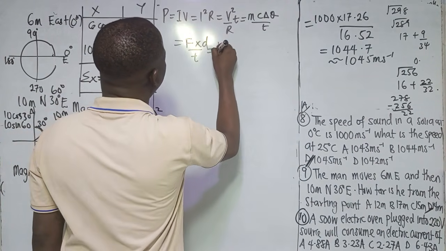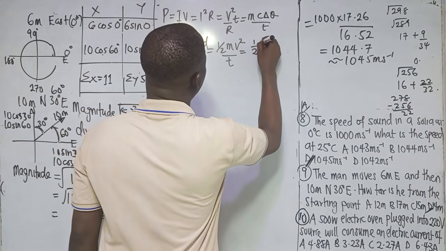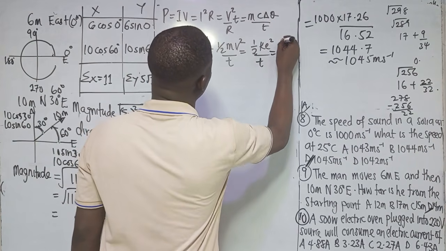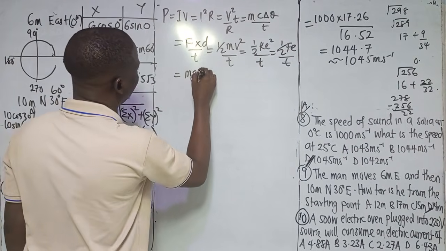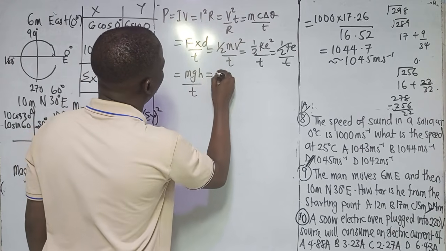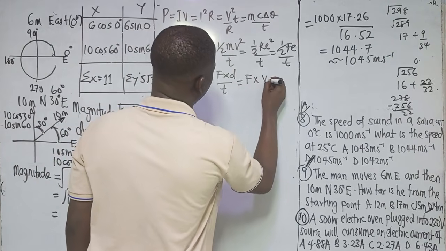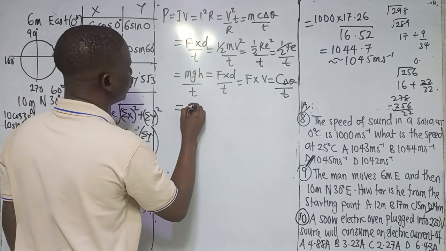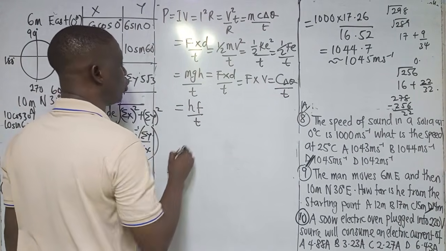Power equal to half mv square over time. Power equal to half kx square over time. Power equal to mgh over time. Power equal to force times distance over time. Power equal to force times velocity. Power equal to c change in temperature over time. Power equal to hf over time, which is the rate of photon energy.